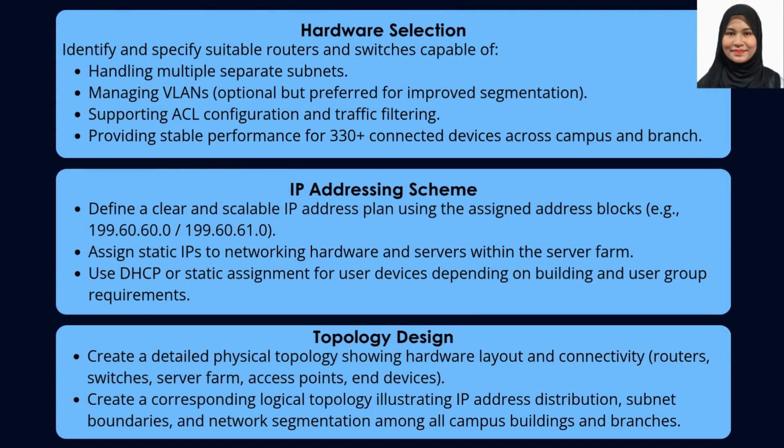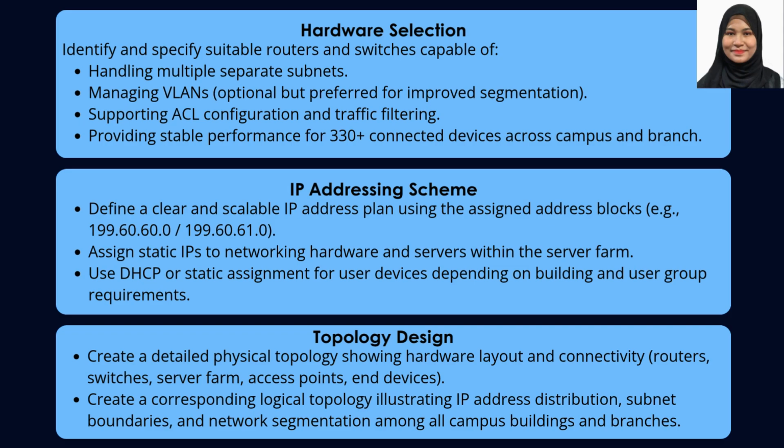Next is hardware selection, IP address scheme, and topology design. For hardware selection, identify and specify suitable routers capable of handling multiple separate subnets, managing VLANs, optional but preferred for improved segmentation, supporting ACL configurations and traffic filtering, and providing stable performance for 330 plus connected devices across campus and branch.